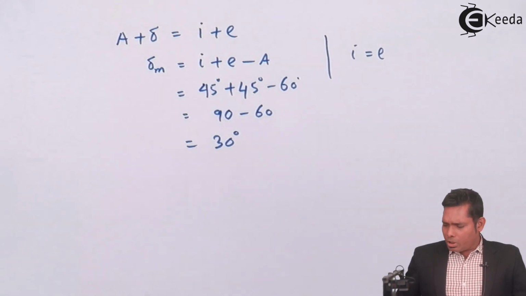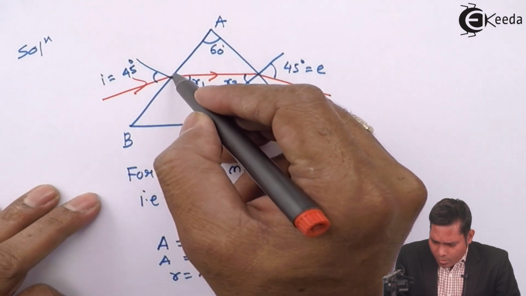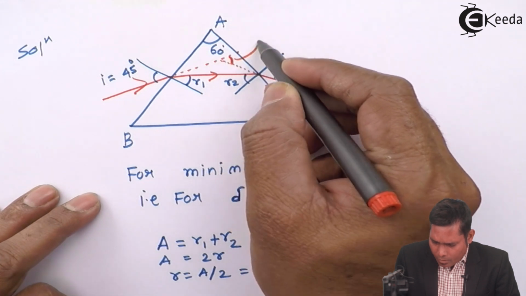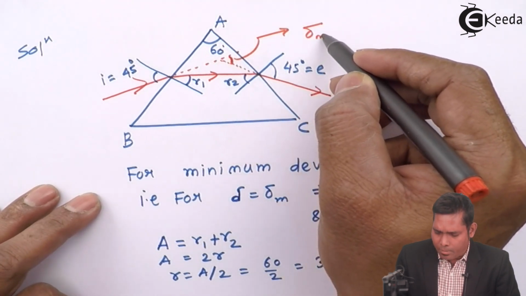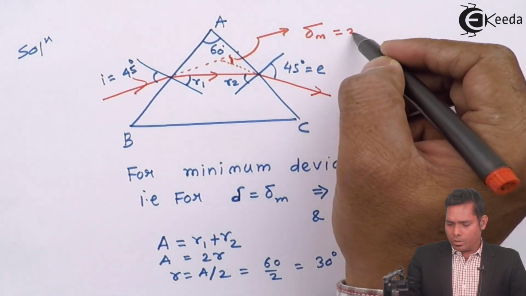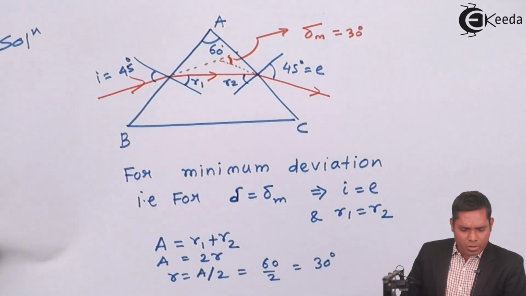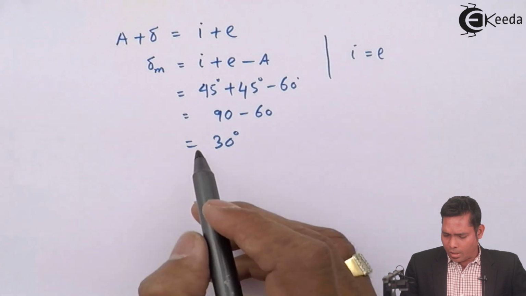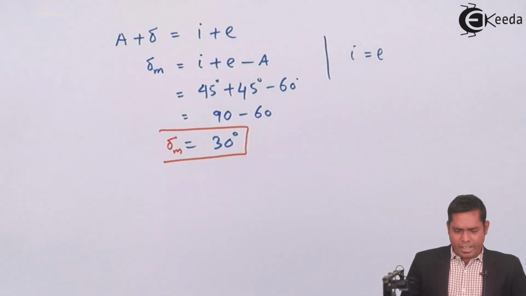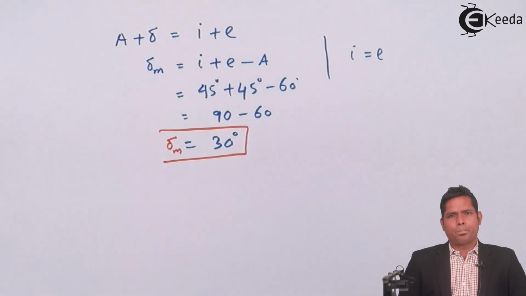So the angle of minimum deviation, you can see here, this angle is delta M in this situation, and that comes out to be 30 degree. Okay, so the angle of minimum deviation is 30 degree, and this is the answer for the angle of minimum deviation. Next part of the question is to find the refractive index of the prism material.